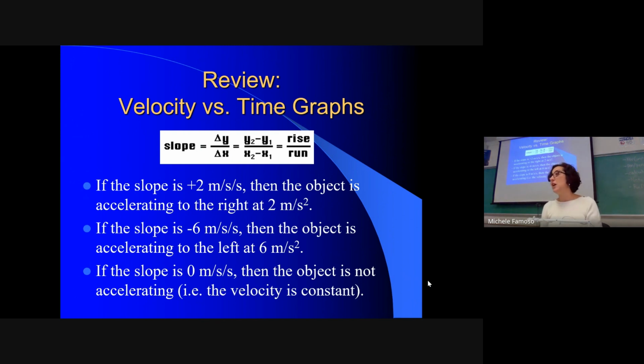Whatever the velocity value was did not change over the time period you're looking at, which means you either had a constant velocity or it wasn't moving. Either one. Okay, and what shape would you get for that? A horizontal line. A horizontal line on a velocity time graph means you're not accelerating. You have a constant velocity.